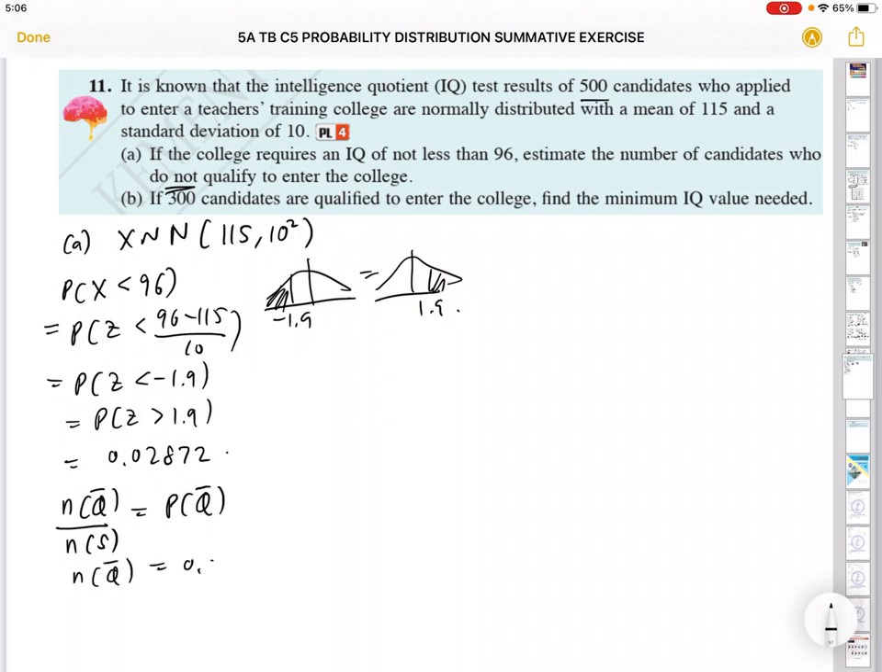We'll just take 14, to the nearest integer. Okay, all right, that is part A.